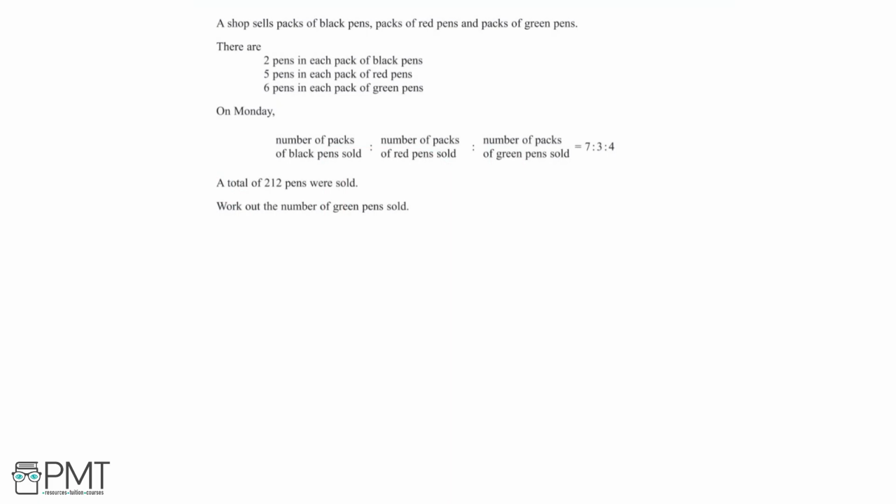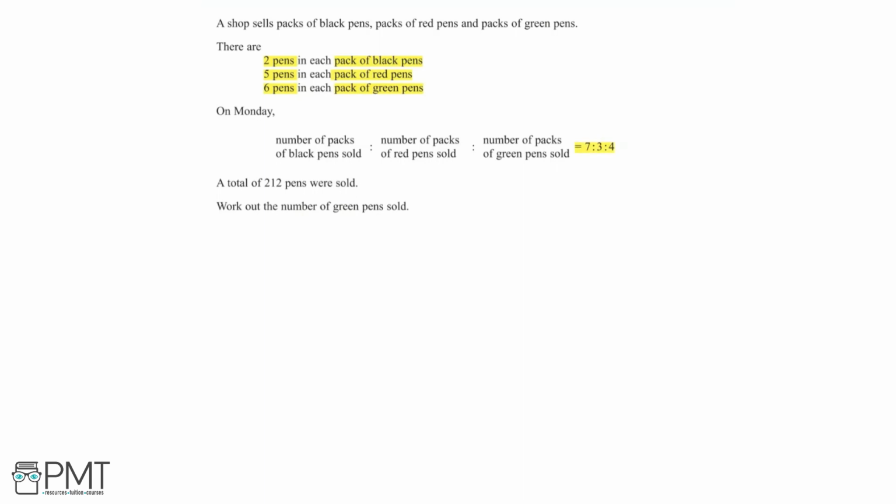In this question, we're told that a shop sells packs of black pens, packs of red pens, and packs of green pens. We're told that there are 2 pens in each pack of black pens, 5 pens in each pack of red pens, and 6 pens in each pack of green pens. And on Monday, the ratio of the number of packs of black pens sold to the number of packs of red pens sold to the number of packs of green pens sold was equal to 7 to 3 to 4.